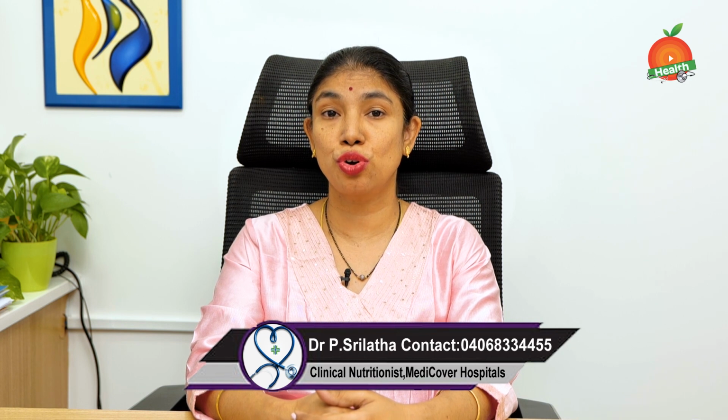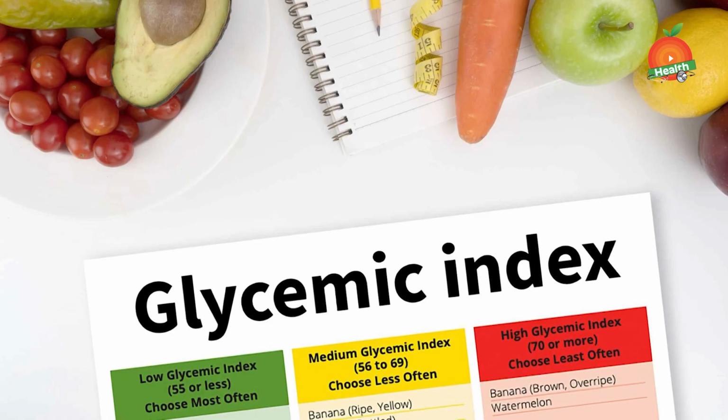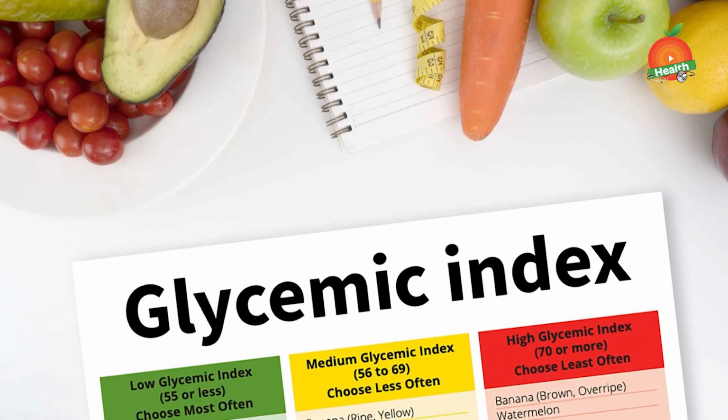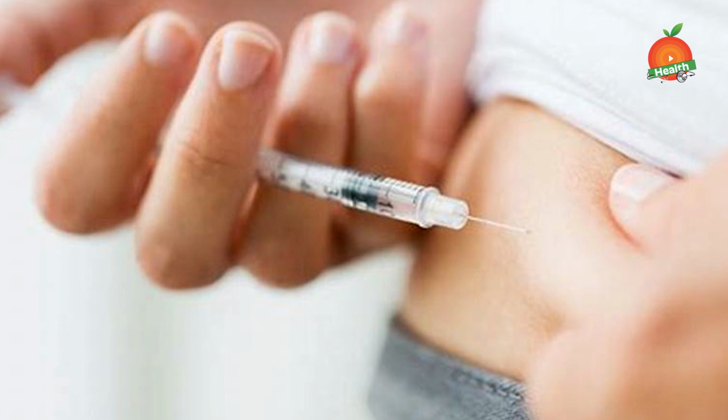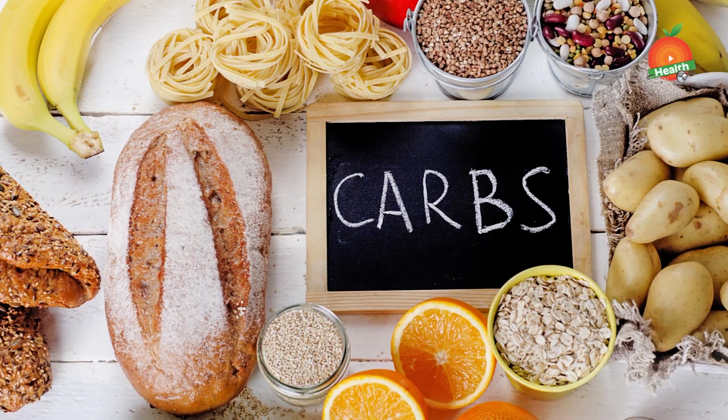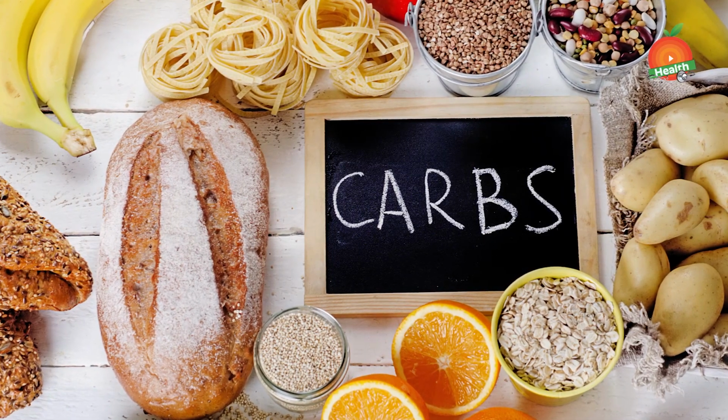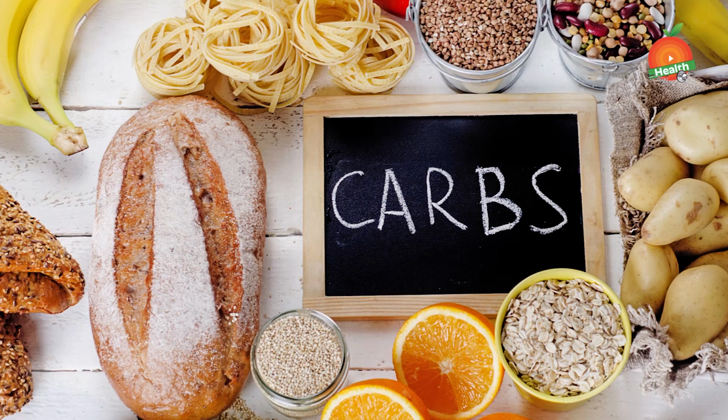Today I'm going to talk about the glycemic index of food and how you can make any food low in glycemic index. The glycemic index comes into the picture especially for diabetic patients. Their body will not have enough insulin, so they need to restrict carbohydrates in their diet. If they take too much simple carbohydrate, the requirement of insulin goes high.